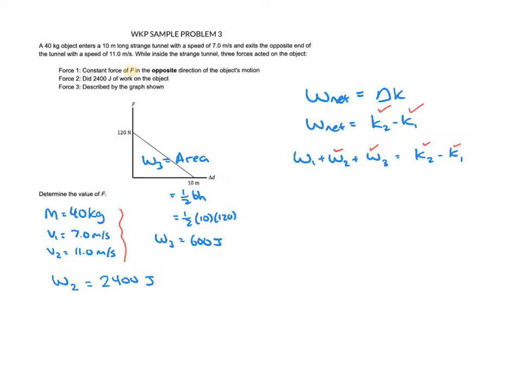So what I'm going to do is break W1 down into some kind of an expression that has force in it so that I can isolate for force. So W1 I'm going to replace with force times displacement times cosine theta, plus W2 plus W3. All this other stuff is the same.